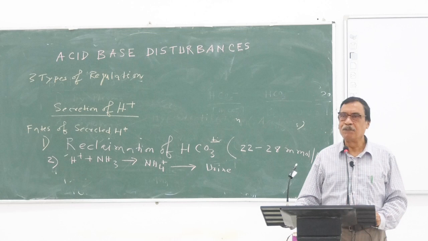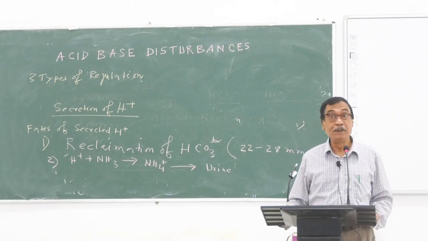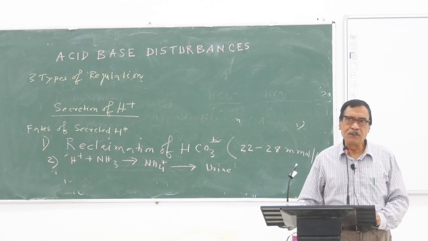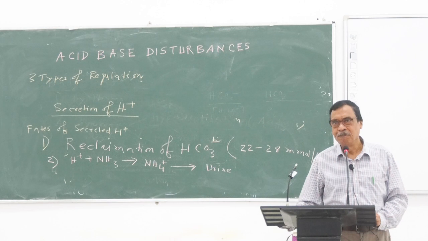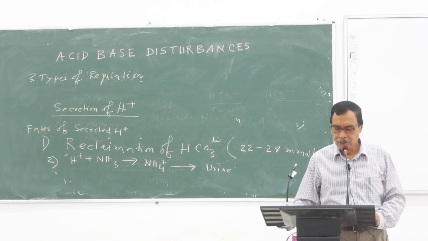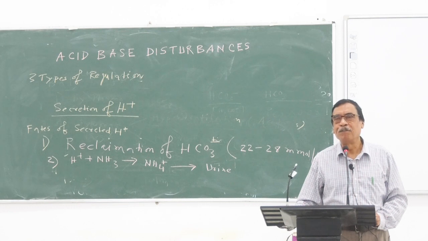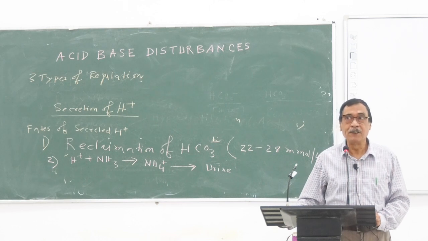And there is formation of the ammonia. Ammonia is gaseous in nature. It diffuses outside, comes to the lumen, reacts with secreted hydrogen ion, becomes ammonium ion, and is excreted through the urine in the form of ammonium chloride. This is one fate of the secreted hydrogen ion.